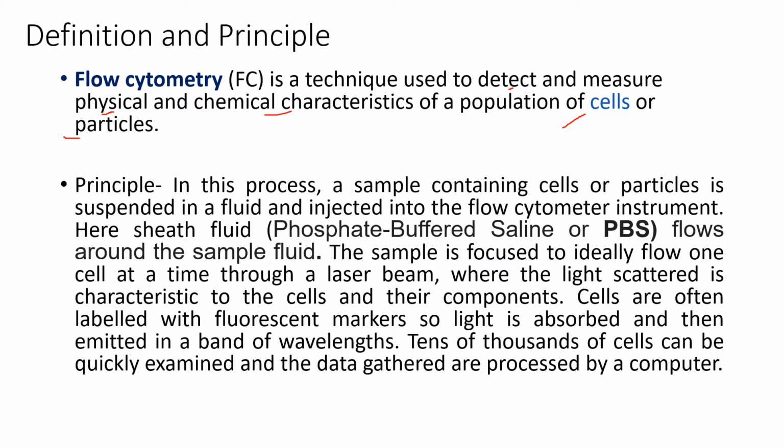Now the principle. In this process, a sample containing cells or particles is suspended in a fluid. That fluid carries the cells and flows with the cells. And this fluid with cells is injected into the flow cytometer instrument. When it is injected inside the flow cytometer, there is a sheath fluid that surrounds the sample fluid. It does not interact with the sample fluid. Sheath fluid is a phosphate buffered saline solution.